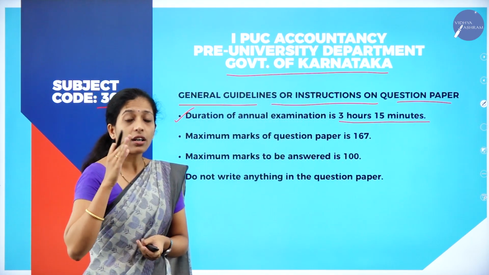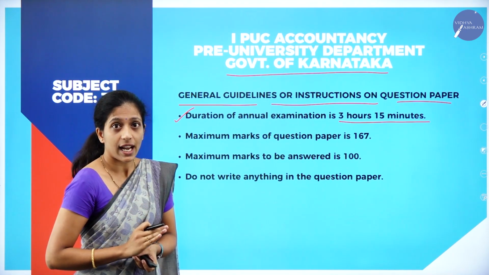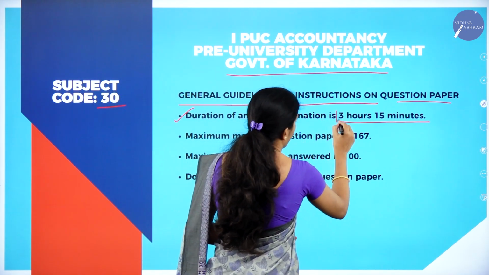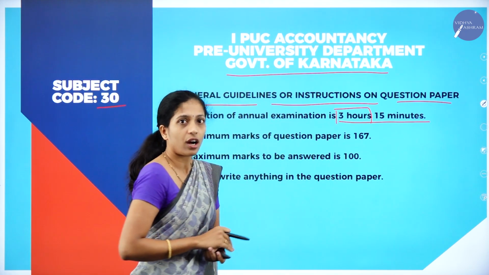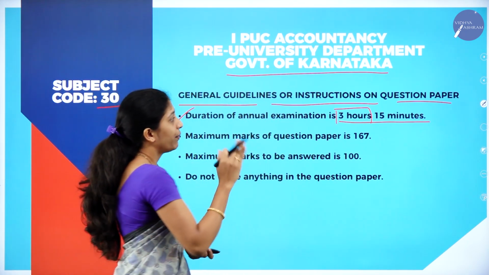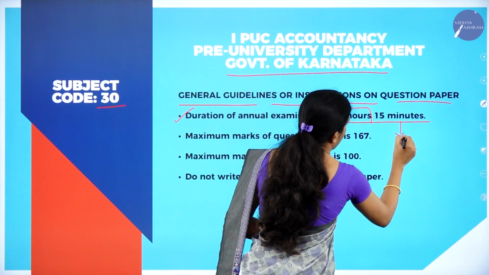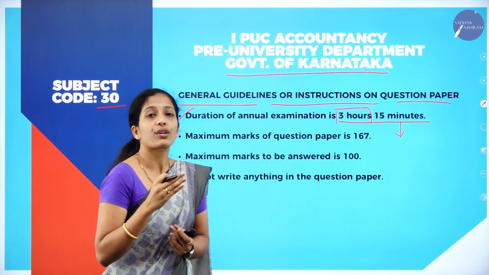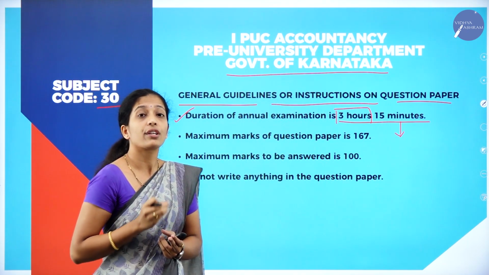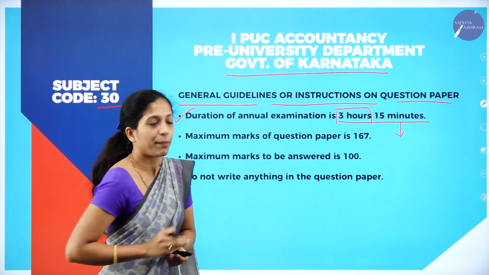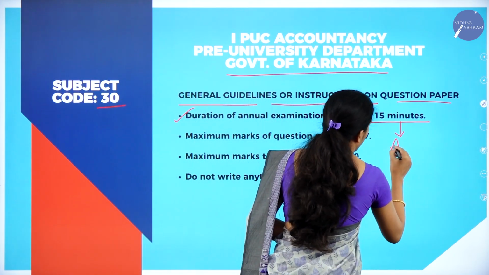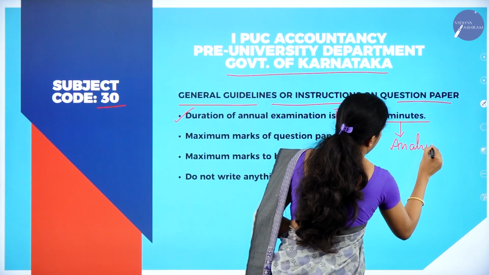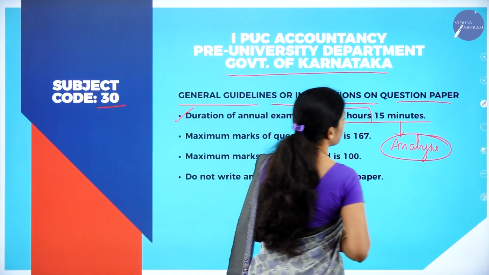So you are going to answer for only 3 hours. The total time to answer your question paper is 3 hours. Then what is this 15 minutes? In these 15 minutes, you are going to read and analyze the question paper.